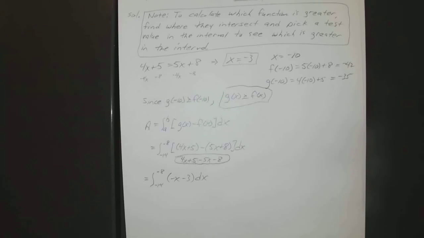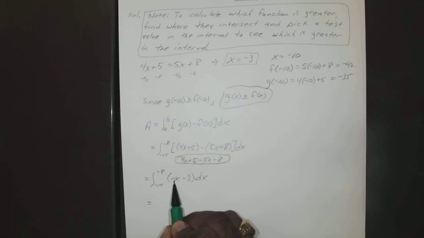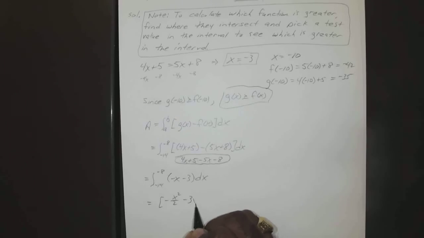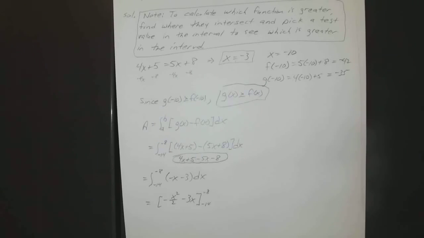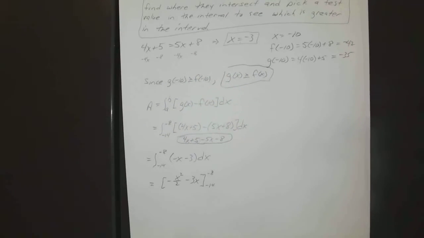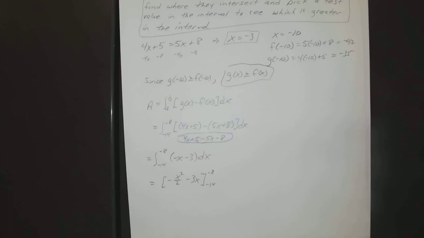Now once we integrate, the dx disappears. We have the integral of negative x, which is negative x squared over 2, minus 3x from negative 14 to negative 8. It's definite, so we don't need the plus c. You can technically factor out that negative just to make your life easier. If you want to make that negative 1 times x squared over 2 plus 3x, you could have done that too.